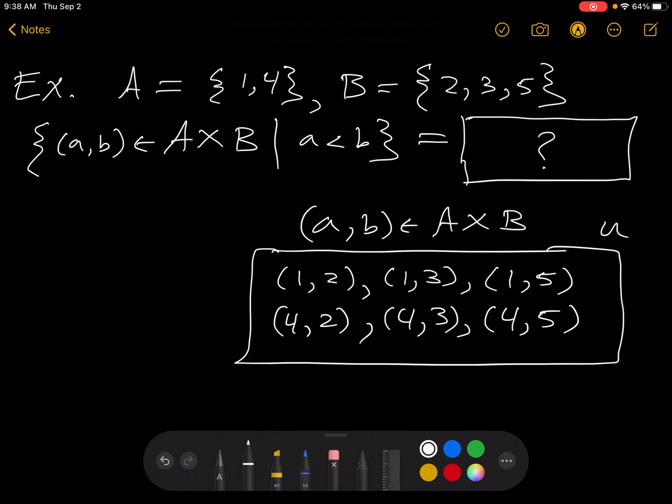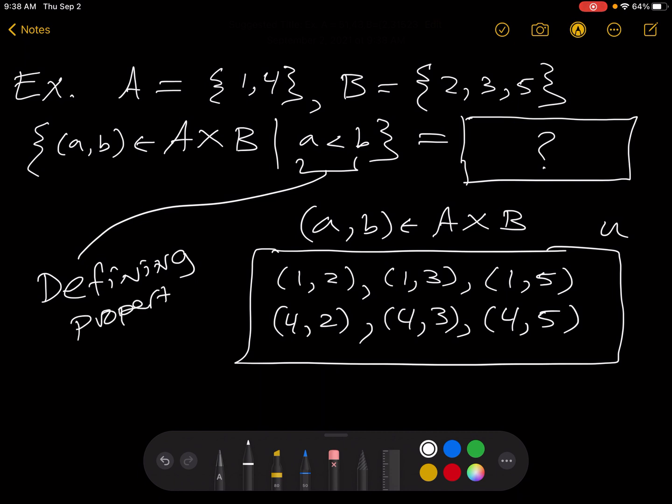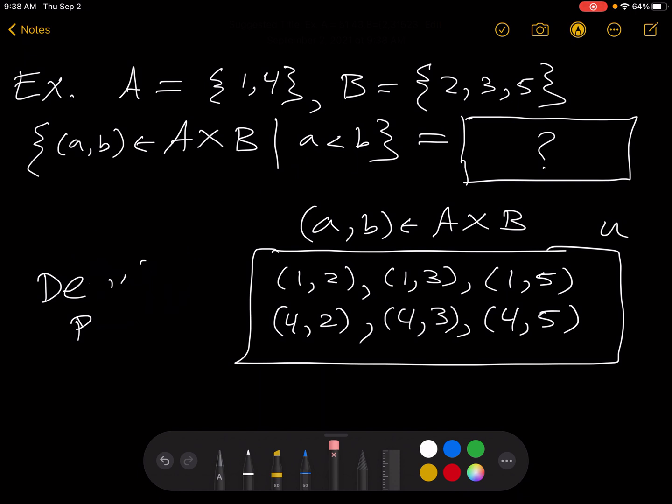Now, remember, we're looking for all the things in this universal set that have this defining property. So looking at all these things in our universal set, our restricted view is we're just looking at these things. We want all the ones for which A is less than B. And the way we've written these is that A comes before B. So we want all the things whose X coordinate is less than the Y coordinate.